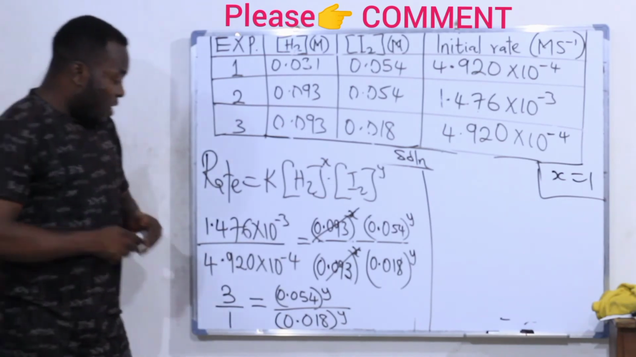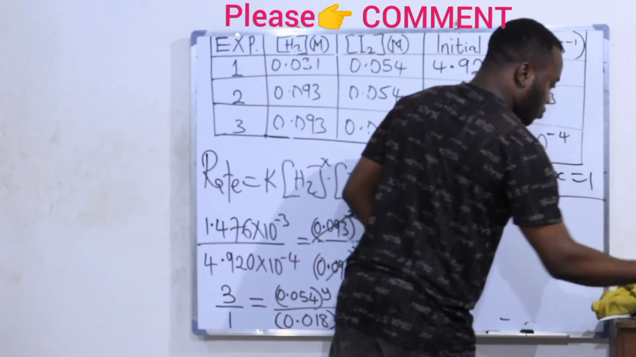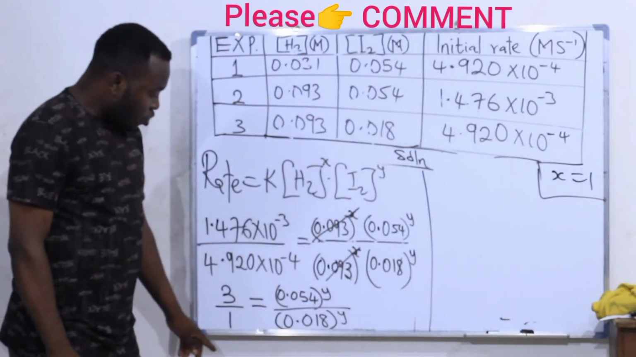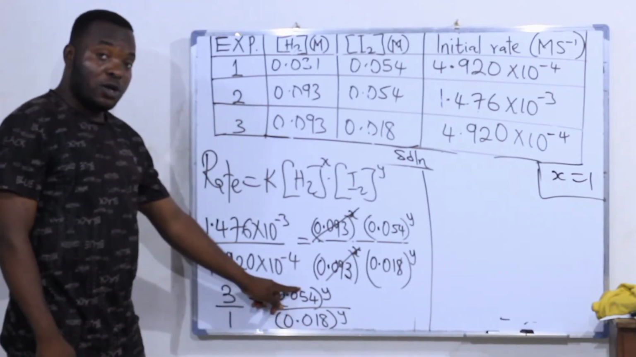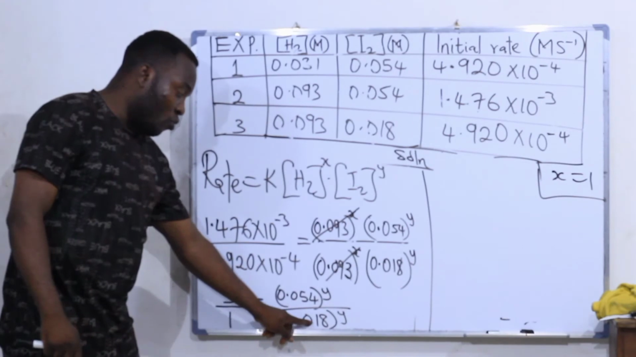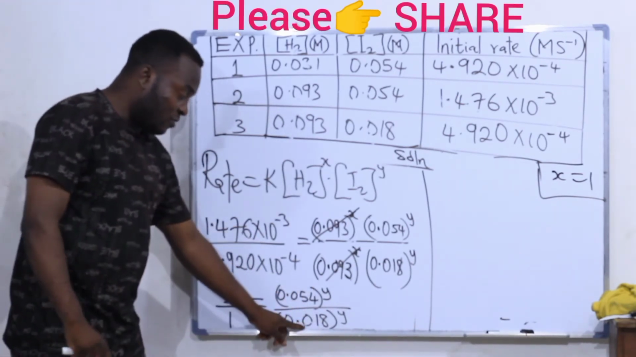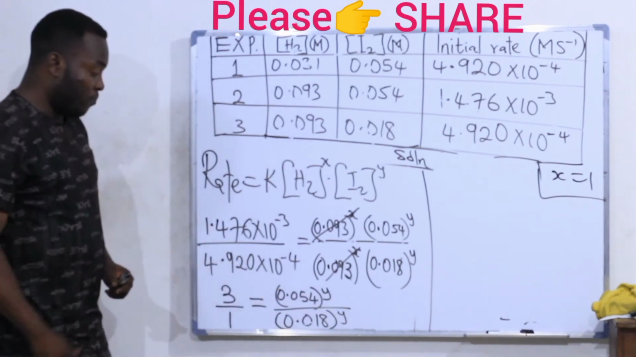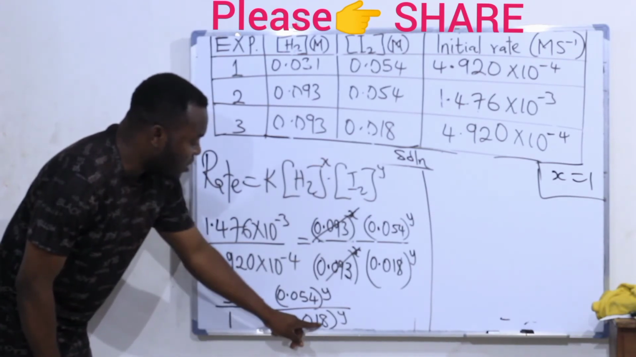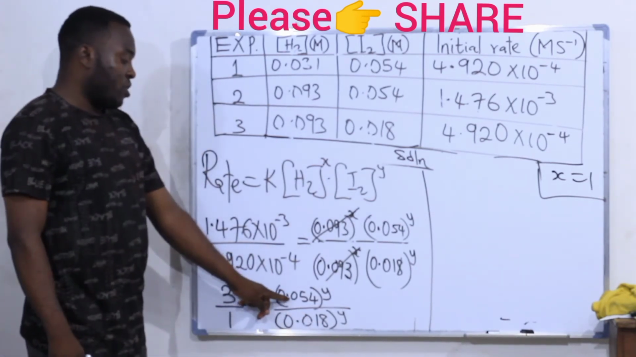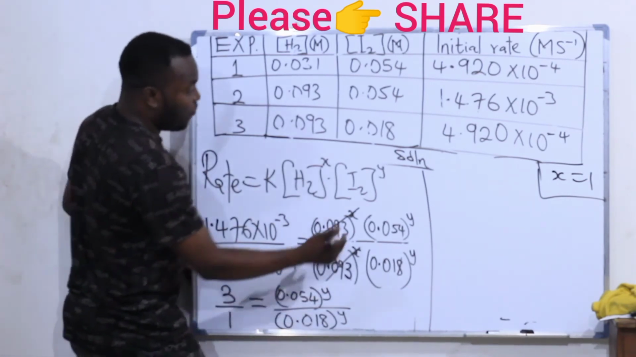Just as we did earlier, all we need to do now is very simple. What do we have to do? We find the number that will multiply the lower value to get the higher value. If I find the number that will multiply 0.018 to get 0.054, I will use that number in order to cancel one of them. I know that 3 multiplied by 0.018 will give me 0.054.